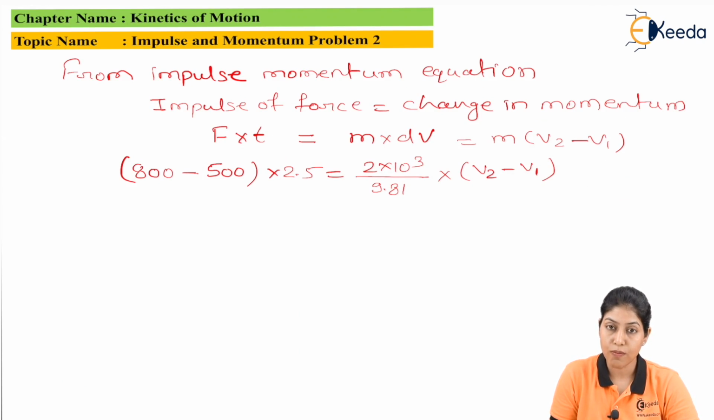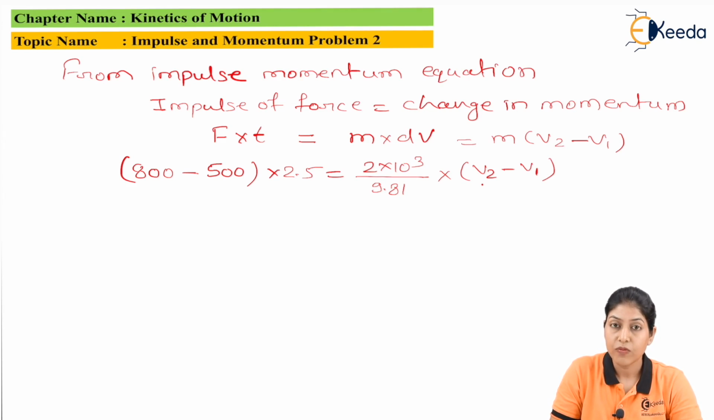That is equal to the mass we have. Mass on the basis of weight we can define, so it will be weight divided by 9.81. So it is 2 into 10 to the power 3 divided by 9.81, into V2 minus V1. Now this is the equation. Here we have to find out the value of velocity at 2.5 seconds.